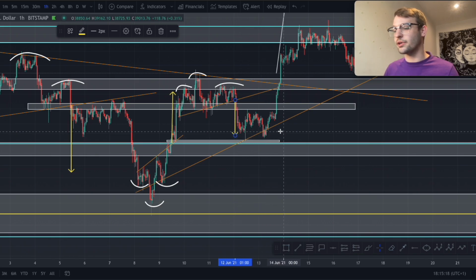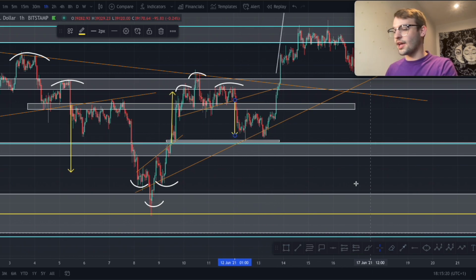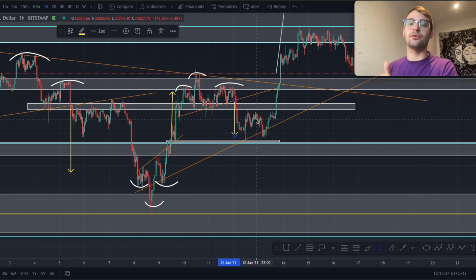And this is a double bottom, and I can make another video on the double bottom, so give me a like if you want a video on the double bottom, the W pattern.